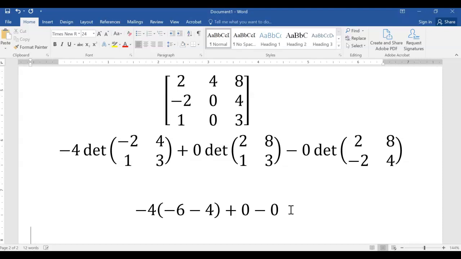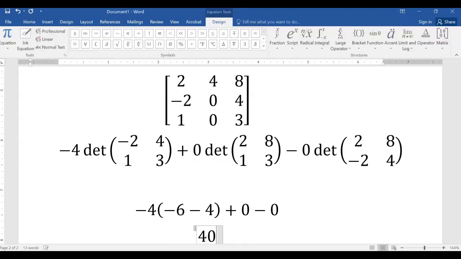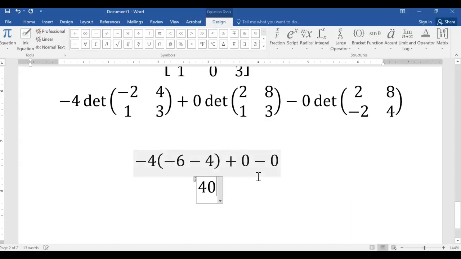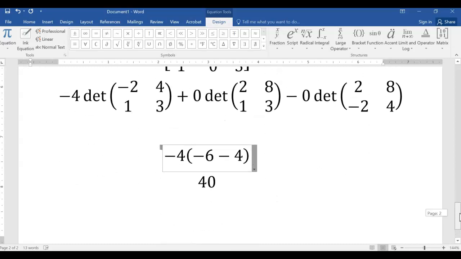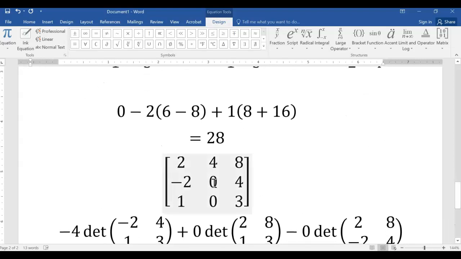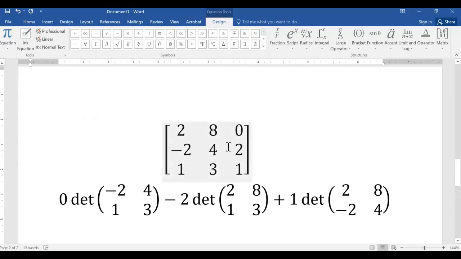Uh-oh. All right, hopefully you've caught that. Negative 4, this becomes negative 10. So negative 4 times negative 10 is 40. The zeros aren't going to do anything. You can just erase those if you want. And there you go. Now, all of that was just to get the fact that 40 is the determinant of this matrix. 28 is the determinant of that matrix.